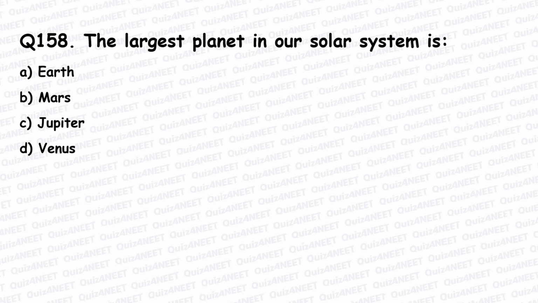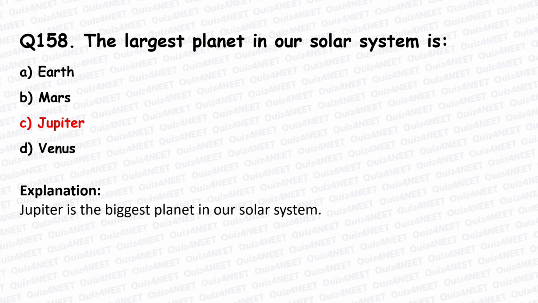Q158. The largest planet in our solar system is A. Earth, B. Mars, C. Jupiter, D. Venus. Answer: C. Jupiter. Jupiter is the biggest planet in our solar system.